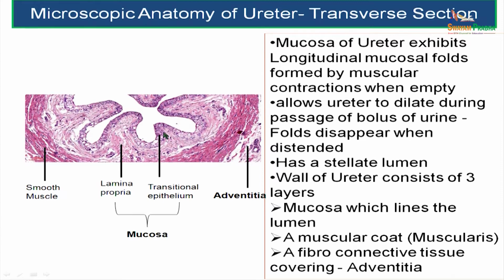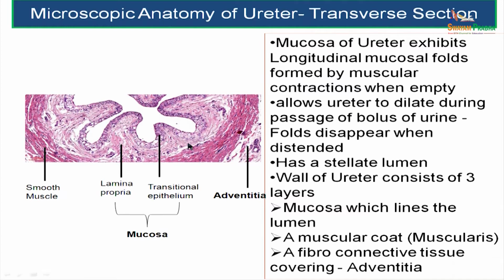Why are these folds present? This allows the ureter to dilate during passage of bolus of urine. So, when the ureter gets distended, these folds will disappear. As you can see from this picture, the lumen of the ureter is stellate, that is star shaped.